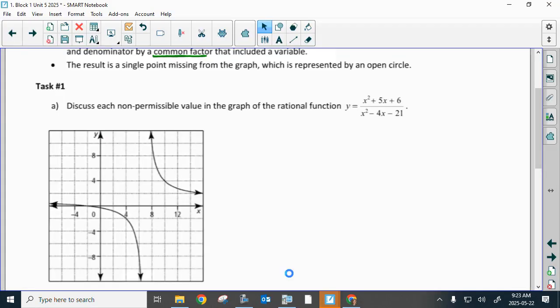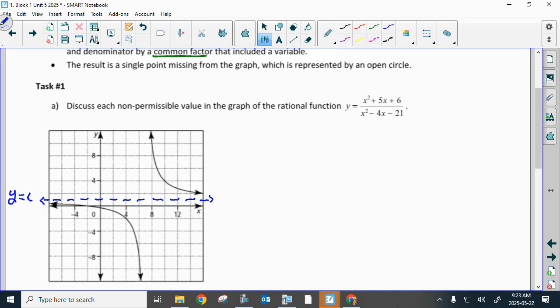So what we're going to do is discuss the non-permissible values. First of all, guys, do you see that the degree on the top is the same as the degree on the bottom? Where's my horizontal asymptote? y equals 1. So right away, I want you to put that in before you've done any work at all. You approach the function from the front. If the degree on the top is the same as the degree on the bottom, you need to get the quotient of leading coefficients as your horizontal asymptote.